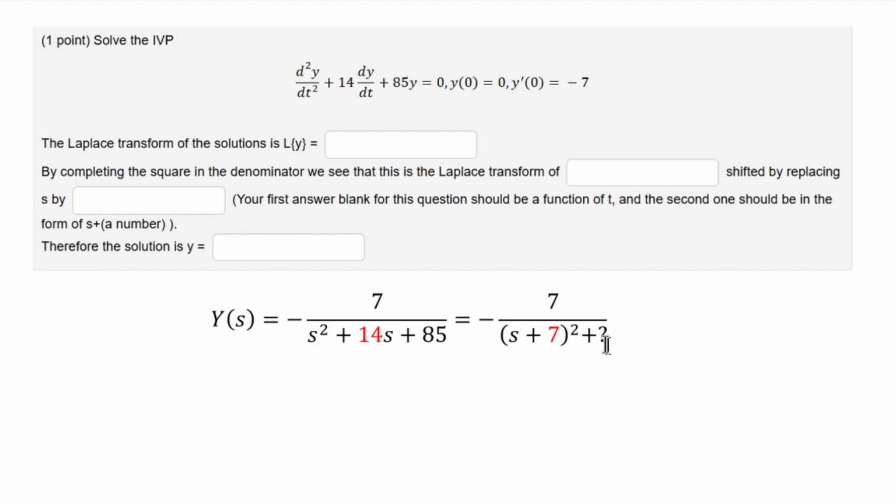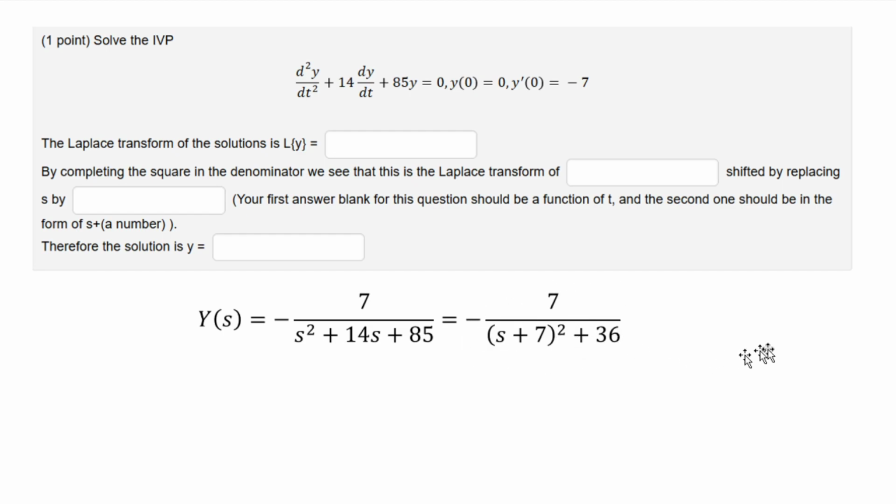Anyways, you have this, and now you have to figure out what this question mark should be. For that, you just have to figure out what this question mark should be in order for this to match the left side if you expanded it. So if you expanded this, the constant term will be 7 squared plus that something, right? 7 squared plus something should match with the 85, the constant term on the left side. 7 squared is 49, so 85 minus 49 is 36, so that's your question mark.